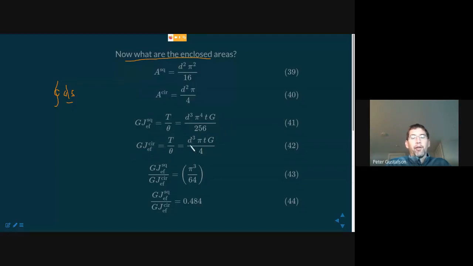For the circle, it's going to be the same as we calculated before, d cubed pi tg over 4. We take the ratio of those things, and we end up with pi cubed over 64, which when converted into a numeric value, keeping 3 digits in this example, I get 0.484. So what does this mean? This means the circle, in terms of specific stiffness per unit weight, is about twice as stiff as the square.